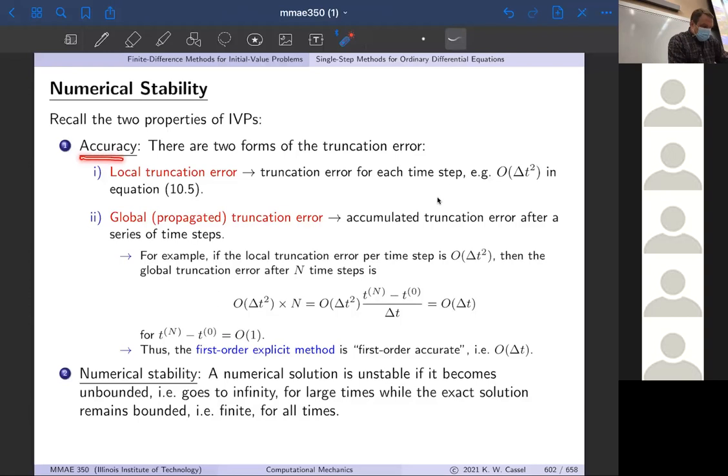In terms of the accuracy, we actually have two types of truncation error. In boundary value problems, we just had one: first order accurate, second order accurate. It came straight from the approximation that we used, the finite difference method. Now we have a local and a global truncation error. Some people call the global truncation error the propagated truncation error, which will become clear in a moment. The local truncation error is because of the time step.